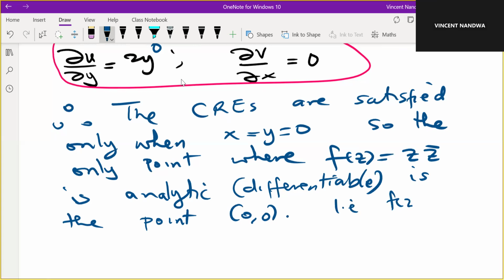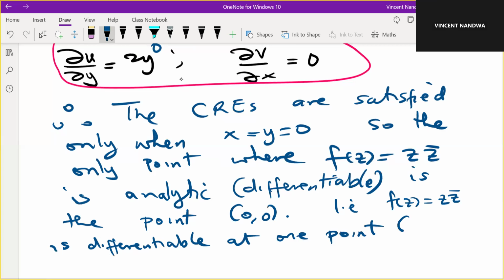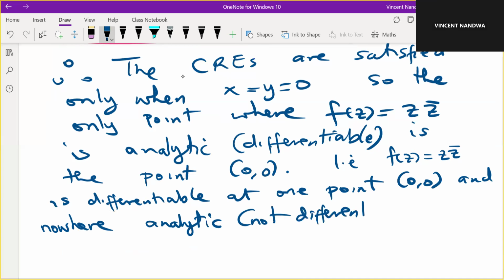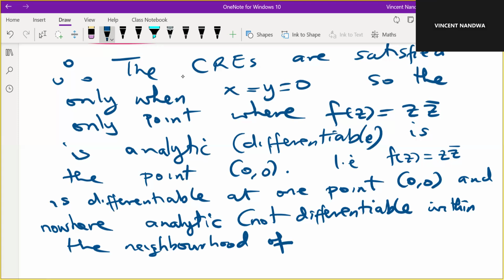I.e., f of z equals z times z conjugate is differentiable at 1 point, 0, 0, and nowhere analytic. So that's what we say.